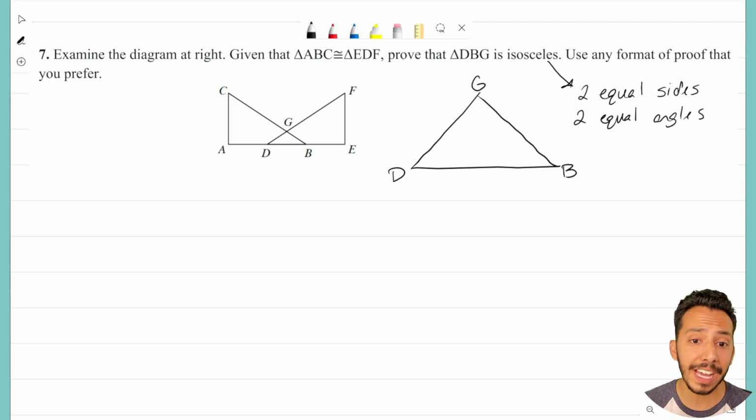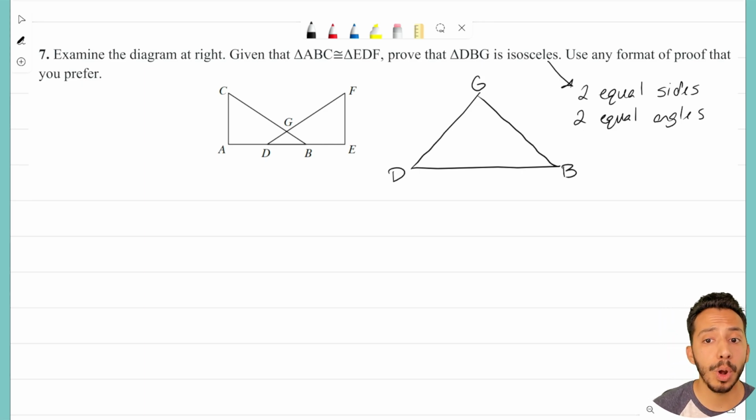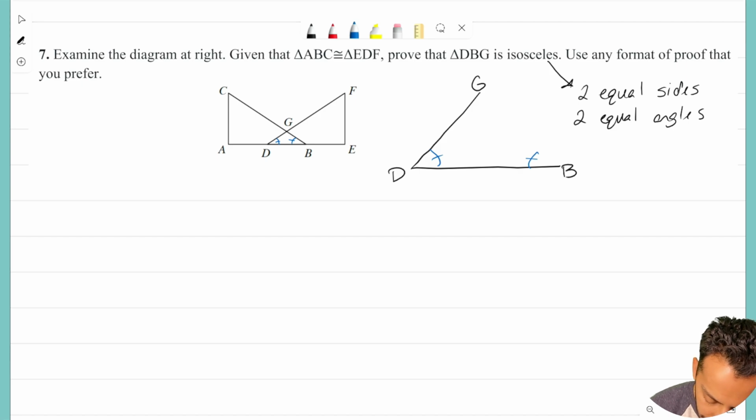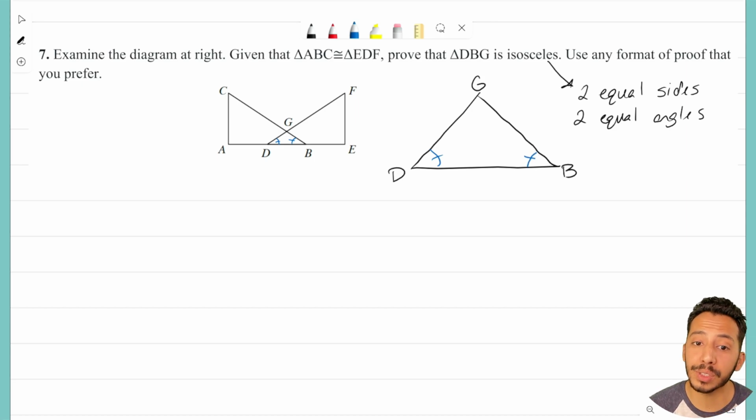So if I'm trying to prove that triangle is in fact isosceles, then I'm going to need to figure out what 2 sides are equal, if any, and what 2 angles are equal, if any. I need to do that either in a 2-column proof or a flowchart. I'll use a flowchart because why not? Let's do it. The first thing I notice about this triangle is that I actually know the angles at D and B are equal. The reason I know that those angles are equal, whoops, where did my side of the triangle go? It just disappeared for a second. There we go.